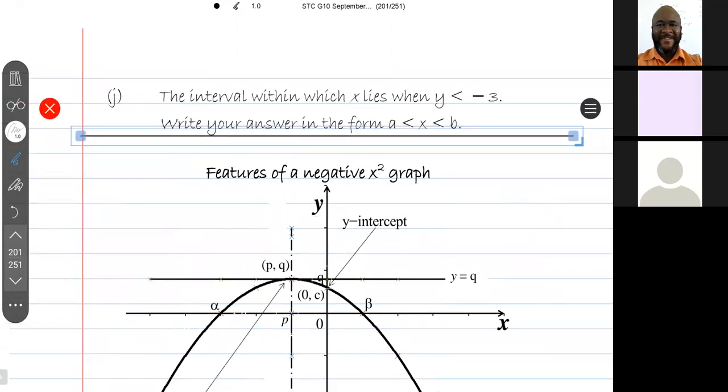This is asking for the interval within which x lies when y is less than minus 3. The interval within which x lies when y is less than minus 3. To answer that, we have to go back to our graph.